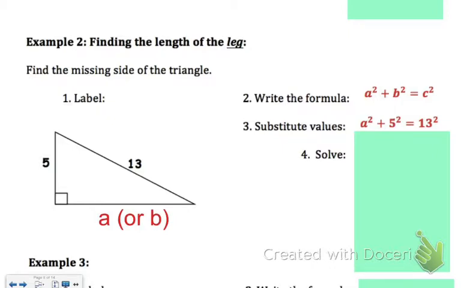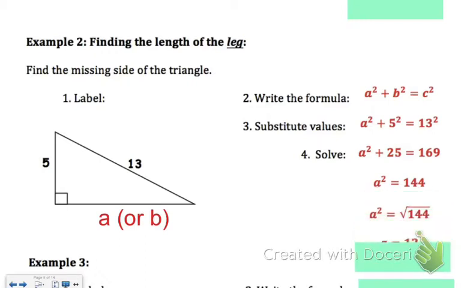So now we're just going to evaluate and solve for the missing side. So A squared plus 25 is equal to 169. So now we need to use some inverse operations to get A squared by itself. And the way that we're going to do that is by subtracting 25 on both sides to bring it to the left-hand side. I said side quite a few times, didn't I? So we have A squared equals 169 minus 25, which is 144. And the square root of 144 will give us A. So the missing leg is 12 units.